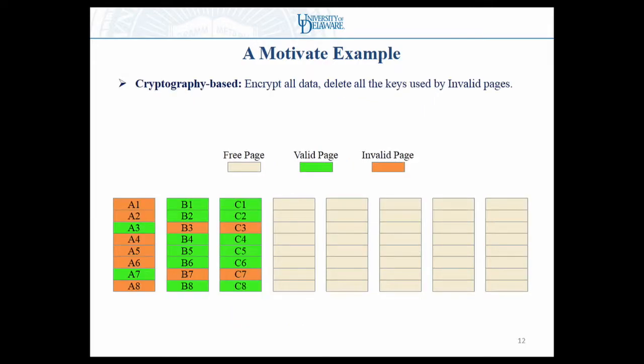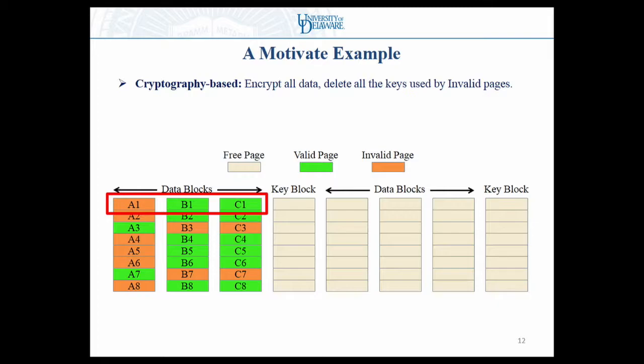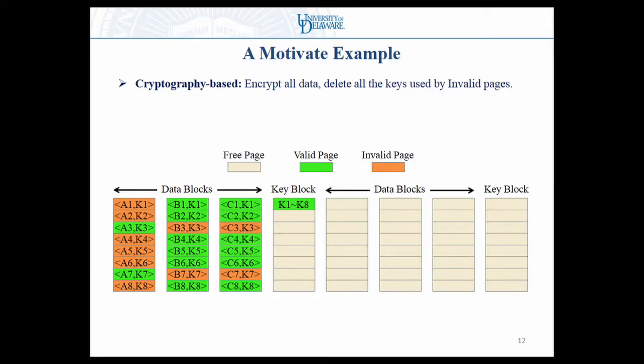The next approach that came to my mind is, why not encrypt data and then delete the keys of invalid pages? If I want to store one key per page, the overhead is going to be a lot. So why not group pages together? In this case, we group the pages at the same position in the block together and encrypt all of these pages with one key. So for example, in this case, we only need 8 keys for all of our data.